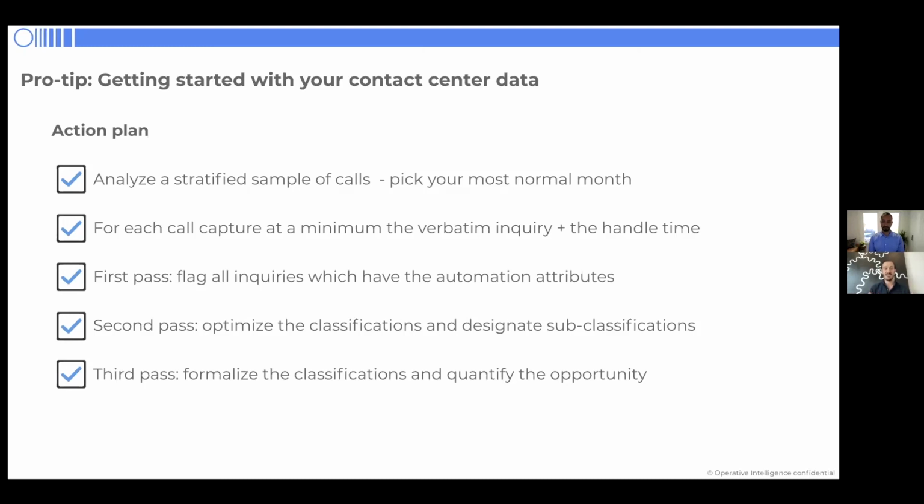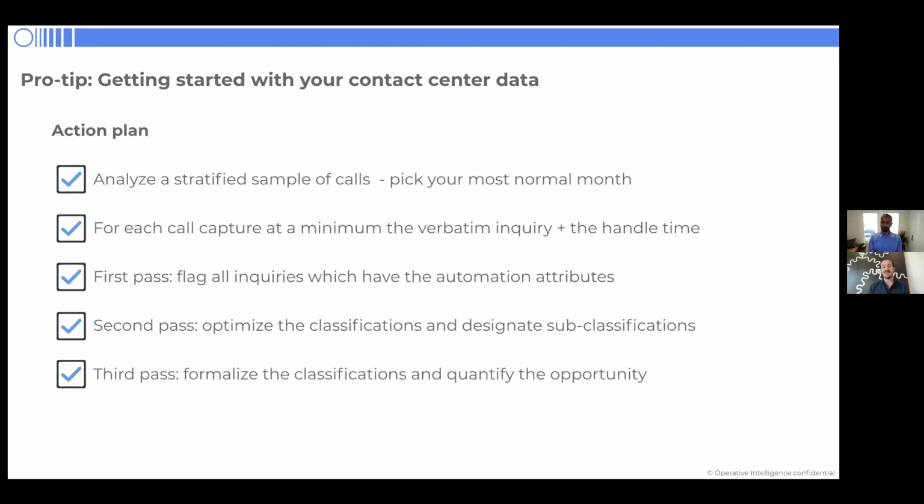And at this point, you're going to be really familiar with the data. So your third pass, go through and formalize the classification. So if you've labeled things 3 different ways and it's essentially the same opportunity, just create a global label. This doesn't need to be 100% perfect. I'm going to talk about this in just a moment. But once you've got the classifications, quantify the opportunity. So what is the percentage of all of the classifications, the sub-classifications, and then apply that to your annualized volume.